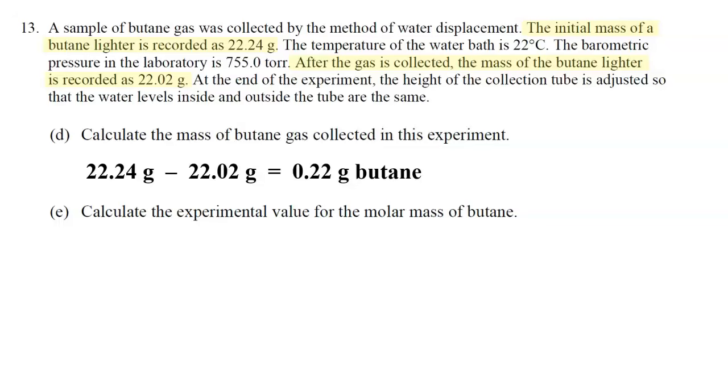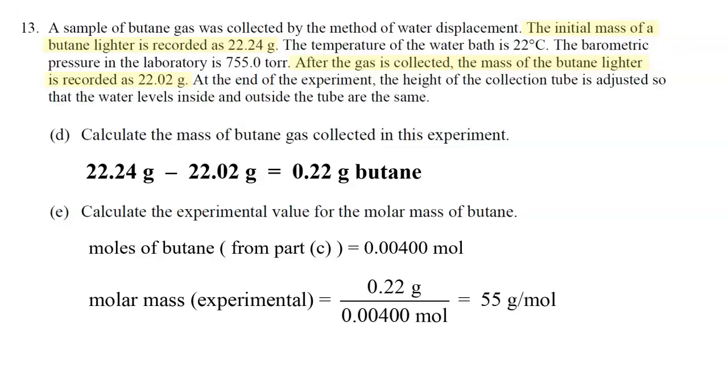Remember that molar mass would be grams per mole, or grams divided by moles. So let's take the answer to part D, which is grams of butane, and divide by the answer that we had calculated in part C, which was 0.00400 moles. Grams divided by moles will give us the units of grams per mole, or molar mass. So 0.22 grams of butane divided by 0.00400 moles of butane. When we do that math, we get a value of 55 grams per mole. So that is the answer to part E, the experimental value for the molar mass of butane.